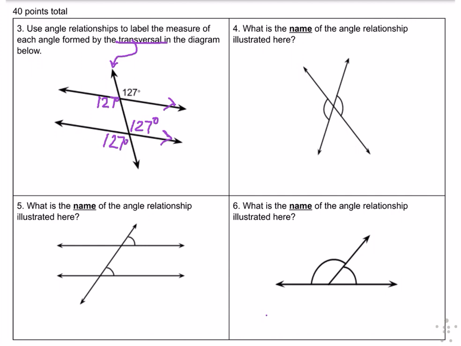Then to find the missing acute angle that goes with it, since it's a linear pair, you can subtract from 180 degrees. When we subtract, we get 53. So each of these angles is 53 degrees. There are 4 acute angles. And the majority of you, I think, did really well on that question.